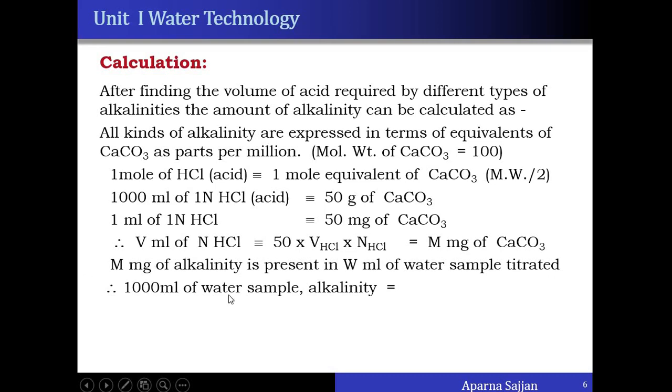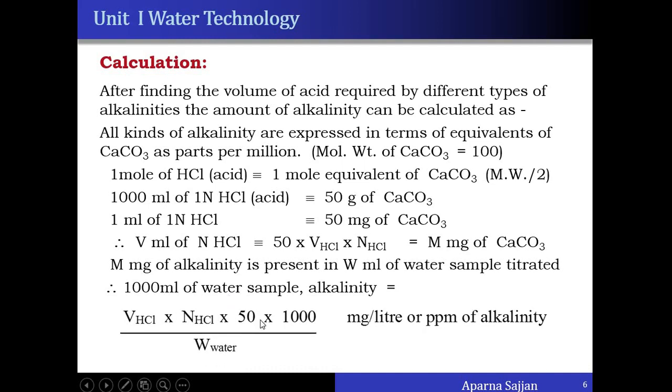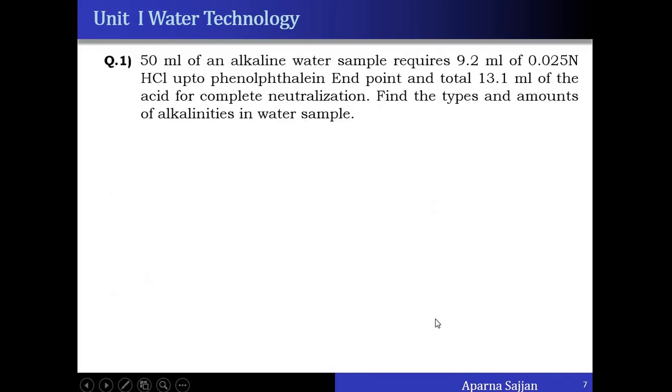For 1 liter, what is the answer? So for 1 liter calculation, we have to use the same formula with 1000 upon volume of water titrated, and the answer will be in milligrams per liter. Earlier it was only milligrams, now it is milligrams per liter, also equal to ppm. So with all this background, let us see the numerical.